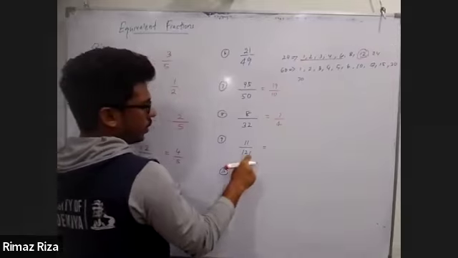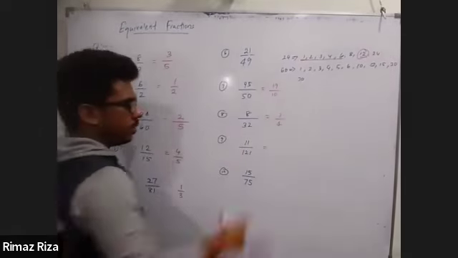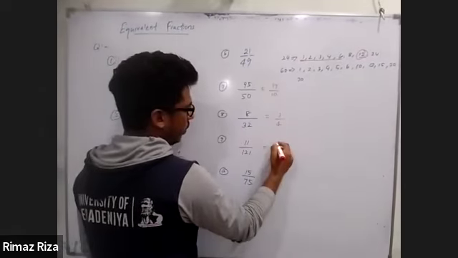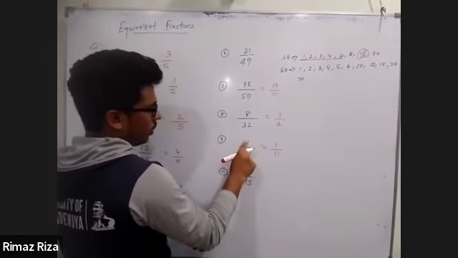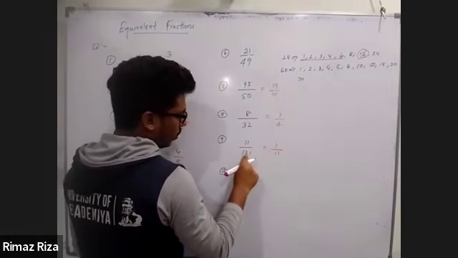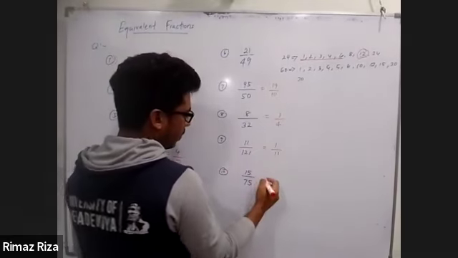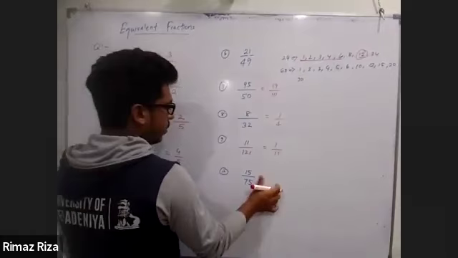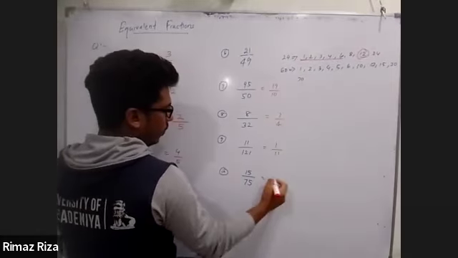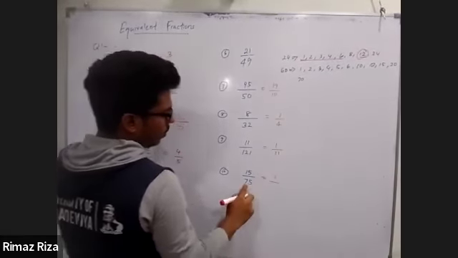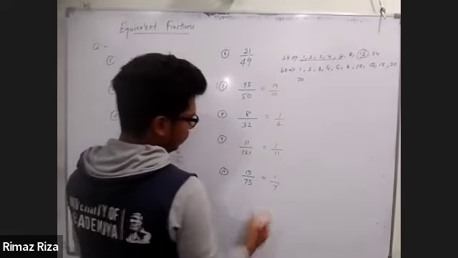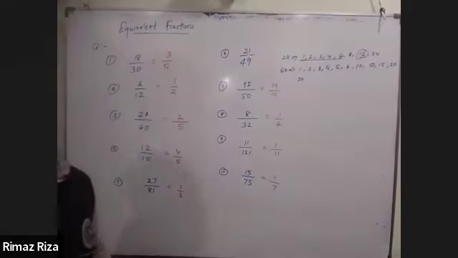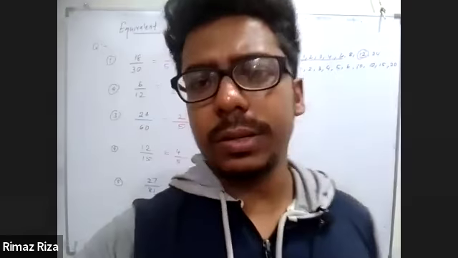So 121 is actually 11 into 11. So we divide by 11. 11 divided by 11 is 1. 121 divided by 11 is 11. And 15 and 75, 15 into 1, 15 into 5 is 75. So 1 over 5. Okay. Right.